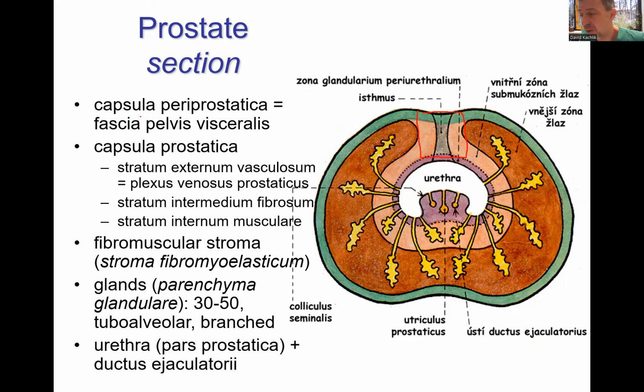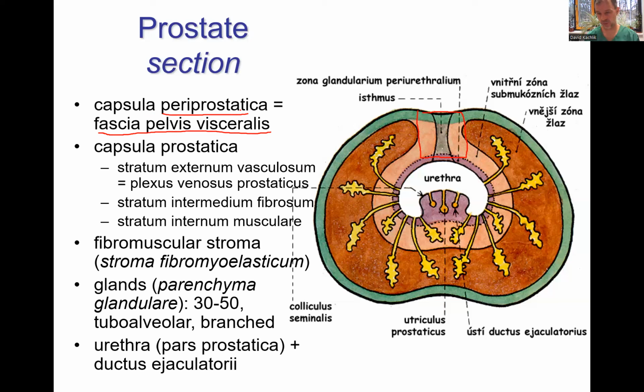As it's a subperitoneal organ, it has to be covered by some connective tissue. And this connective tissue is a part of visceral pelvic fascia. So sometimes it's called also periprostatic capsule because it's not part of the organ, it's just the connective tissue between this organ and the other organs. So it can be also considered an adventitia.